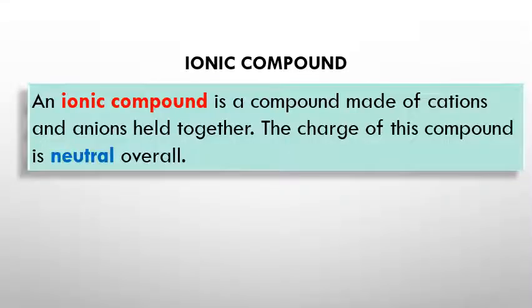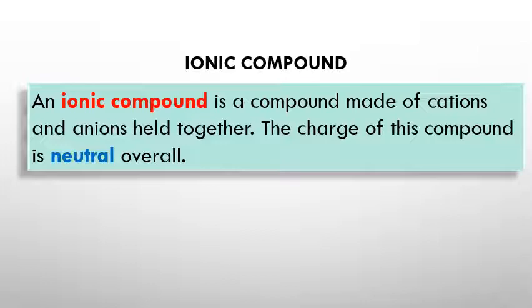The last thing we're going to learn for today is the ionic compound. An ionic compound is a compound made of cations and anions held together. Anions and cations, plus and minus, always attract each other. They get attracted to each other and hold each other. The charge of the ionic compound is neutral overall. An ionic compound doesn't have any charge.